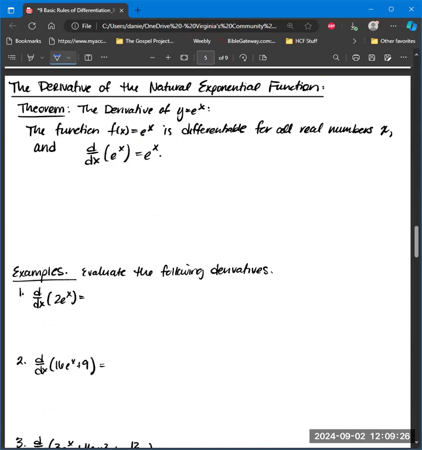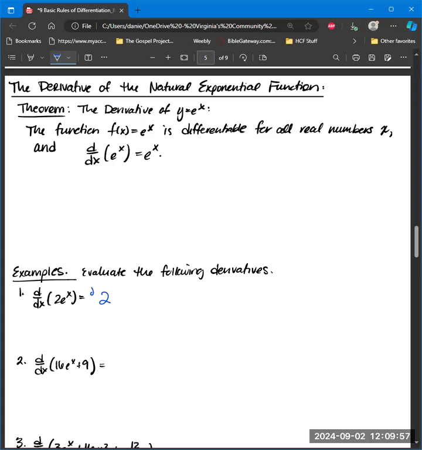So let's take the derivative of the natural exponential function e to the x. This is a very special function in math where it is its own derivative, and that's why we like it. So at every point, the y value at that point is the slope of the curve at that point.